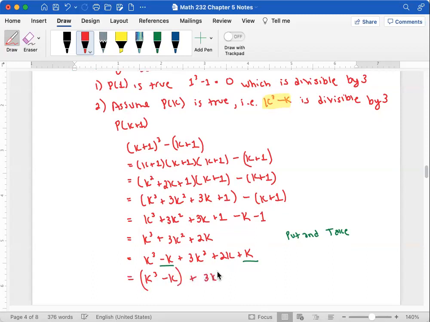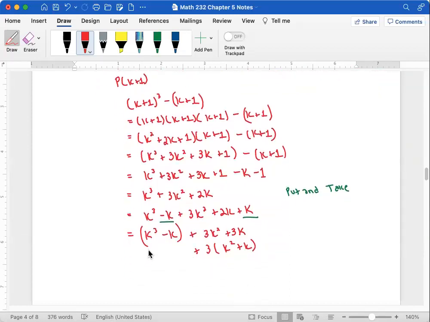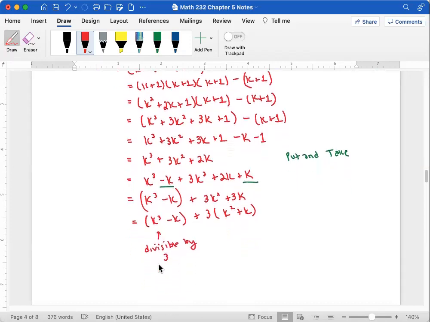Over here, I have 3k squared plus 3k. But look, both of those are also divisible by 3 because they have a 3. So here, a nicer way of writing it is to factor it out. Factor out the 3. And then I'm like, see, this thing is divisible by 3 because there's a factor of 3. All right, so here we go. I'm going to write that down, what I just said. So this is divisible by 3 because of the assumption. This is clearly divisible by 3 because it has a factor of 3. So I'm not going to write that because it's divisible by 3 since it's got a factor of 3.